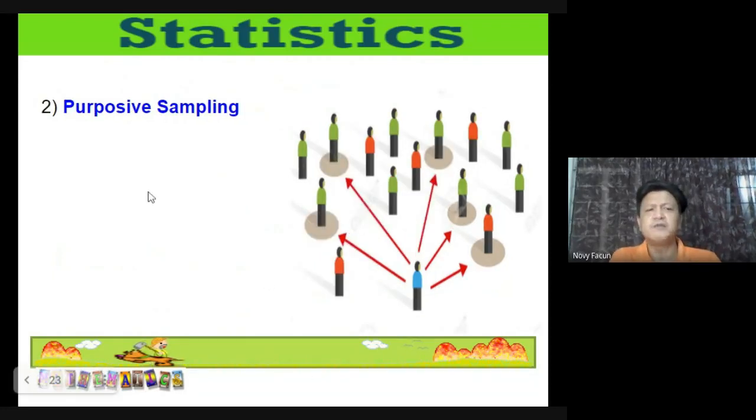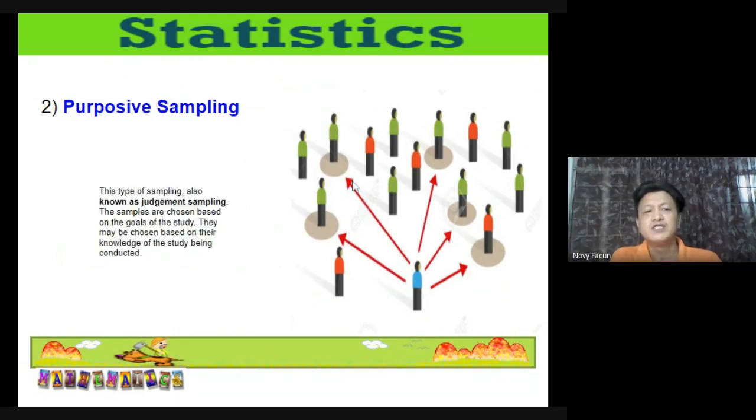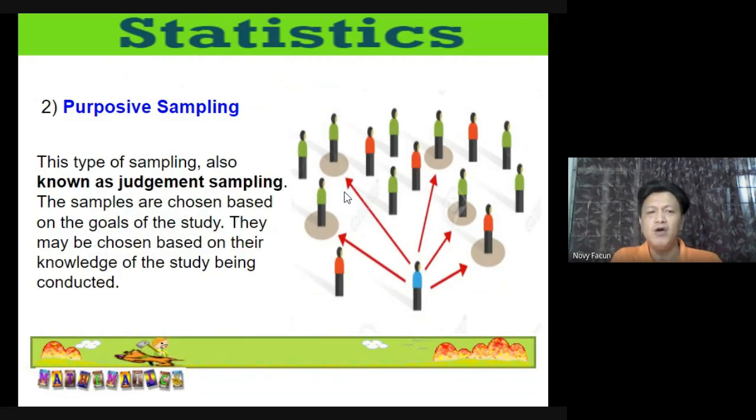Okay, another one is purposive sampling. Pag sinabi natin purposive sampling naman, ito yung type of sampling also known as judgmental sampling. The samples are chosen based on the goals of the study. They may be chosen based on their knowledge of the study being conducted. Ibig sabihin nito, meron tayong criteria dito sa pagpili. Meron kang goals, di ba, yung study natin?